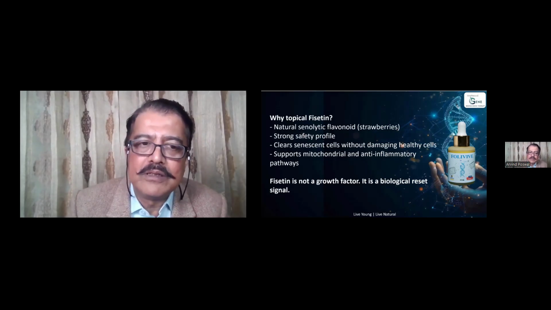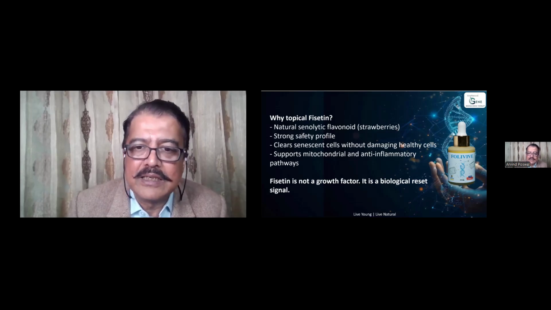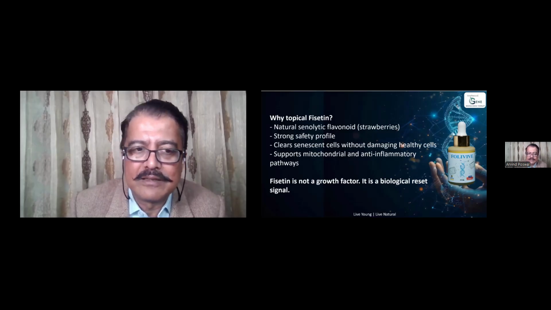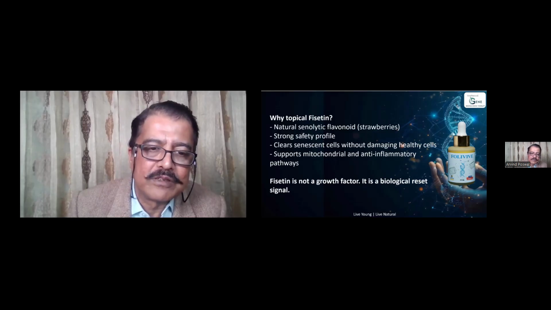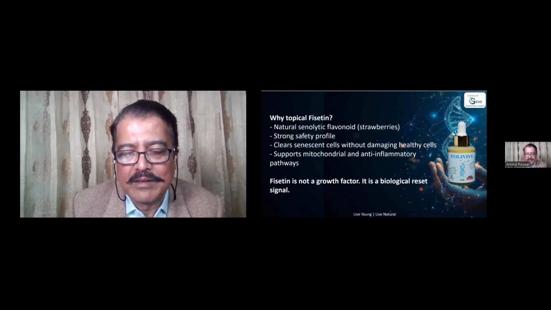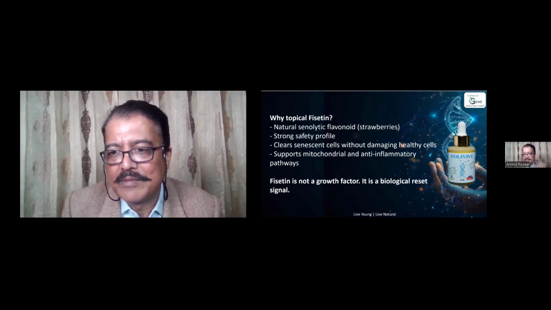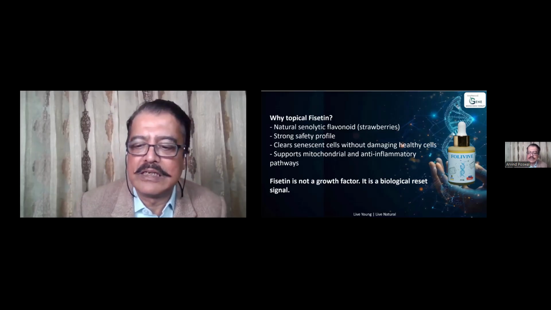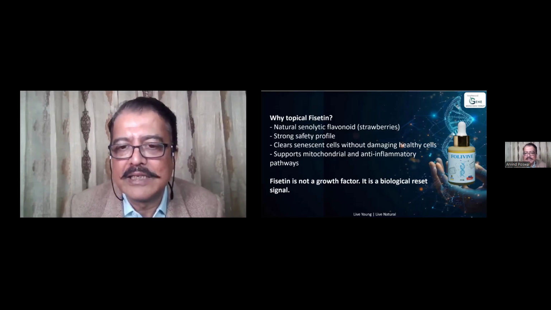Why? Because it is a natural senolytic. It has a strong safety profile. It is natural. It clears senescent cells without damaging your healthy cells. It also supports the mitochondrial and anti-inflammatory pathways. So fisetin is not a growth factor. It is a small molecule, and in short, it is a biological reset signal to your cells.